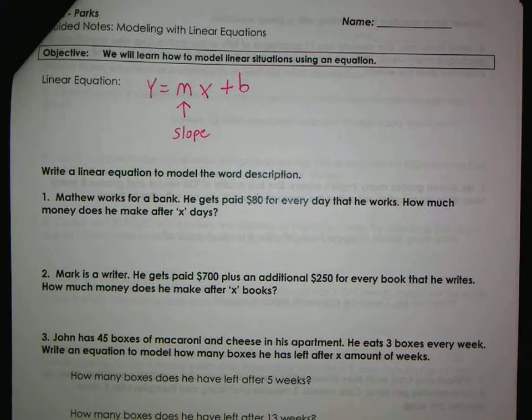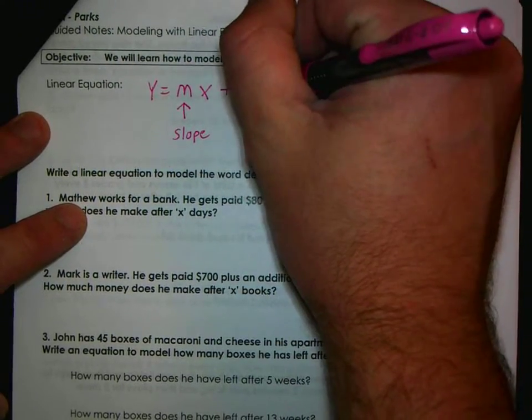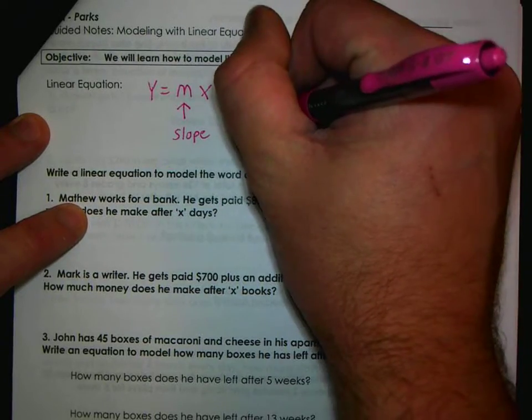And that's, if you're doing a word problem, that would be things that are per something. Like, I'm going to charge you $2 per minute you use on your cell phone. Or I'm going to charge you $1 per item that you buy from the dollar store. So that's what goes there. And then b, your constant, or y-intercept.